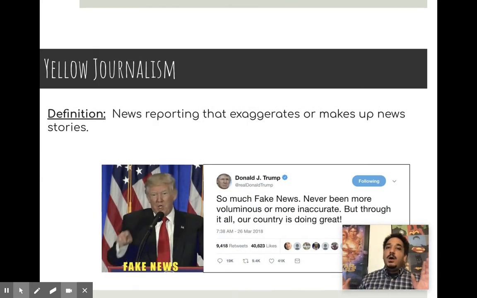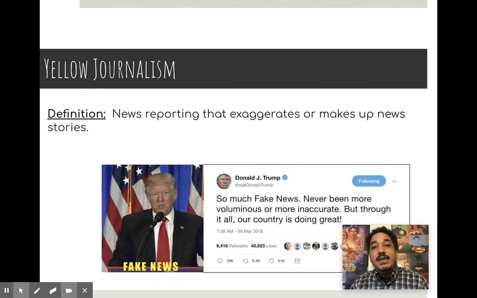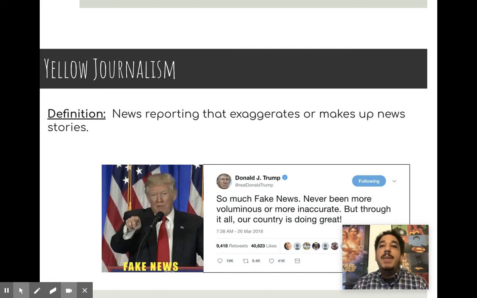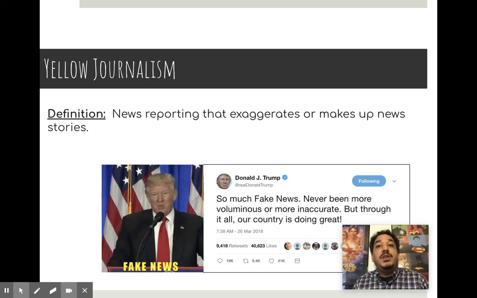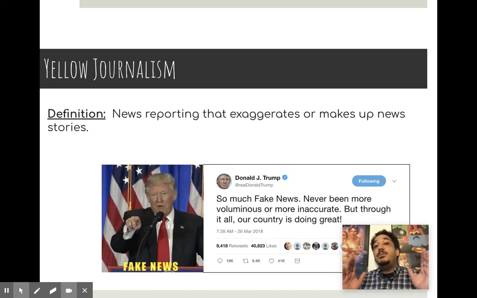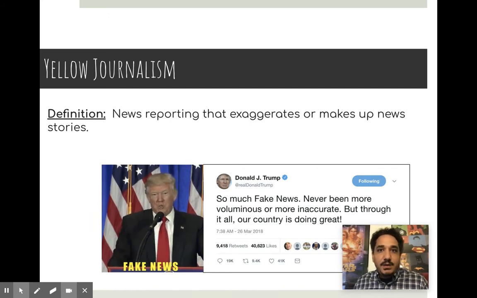Now, what had happened back then was called yellow journalism. You need to know this term. You need to know what yellow journalism was. Yellow journalism was news reporting that exaggerated or made up news stories just to sell more papers, right? To sell the news, make people more interested, get people riled up, so they'll buy the news. And that's what happened. These newspapers were pretty sure that the Spanish didn't actually blow up the USS Maine. They were just doing fake news.